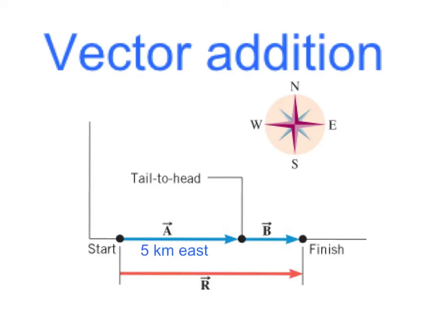For example, if vector A is 5 kilometers to the east, and vector B is 2 kilometers to the east, then the total displacement is simply 7 kilometers to the east.